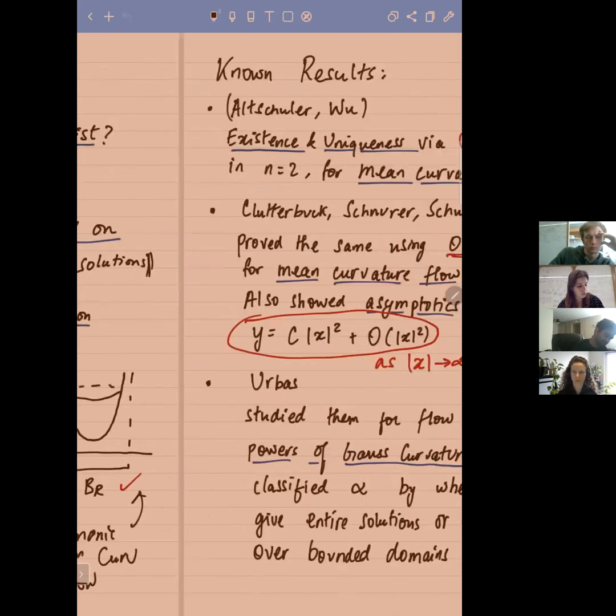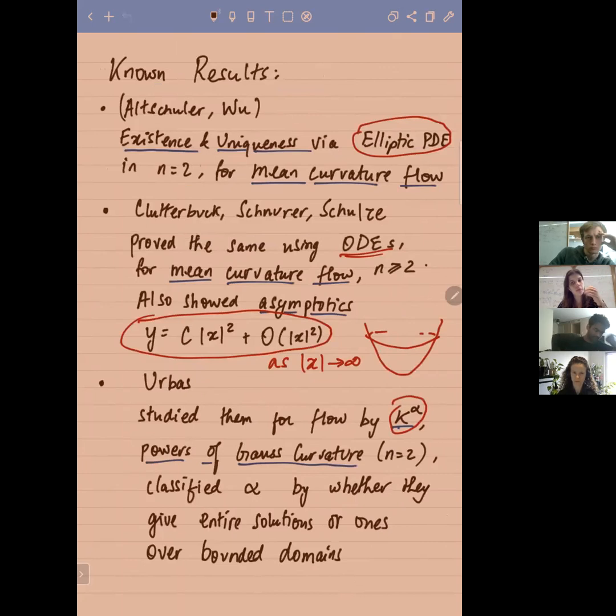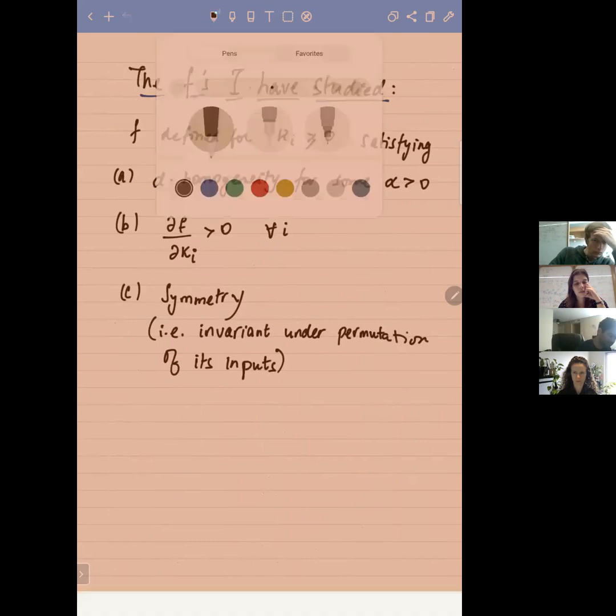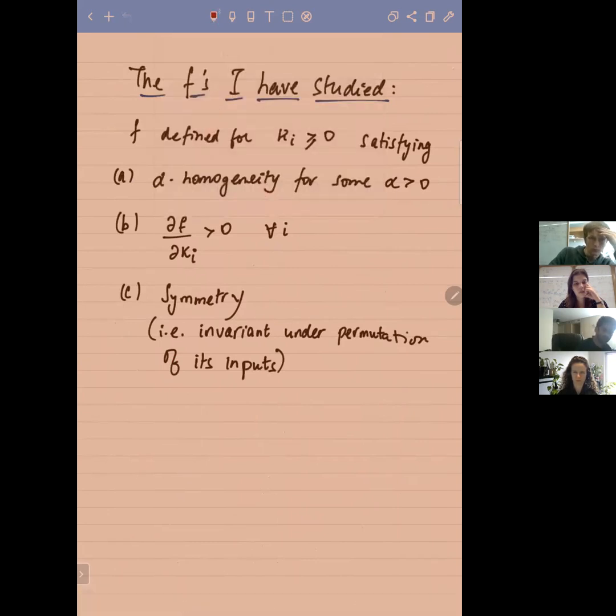So these are some known results, and I'm expanding this work a little bit by expanding the class of functions I study. They are still homogeneous functions. Okay, so they are alpha-homogeneous for some positive alpha. Positive alphas are particularly well behaved, so those are the ones I studied.